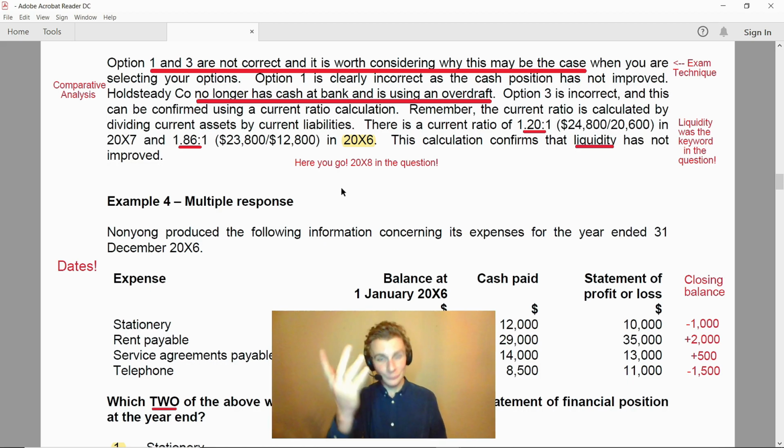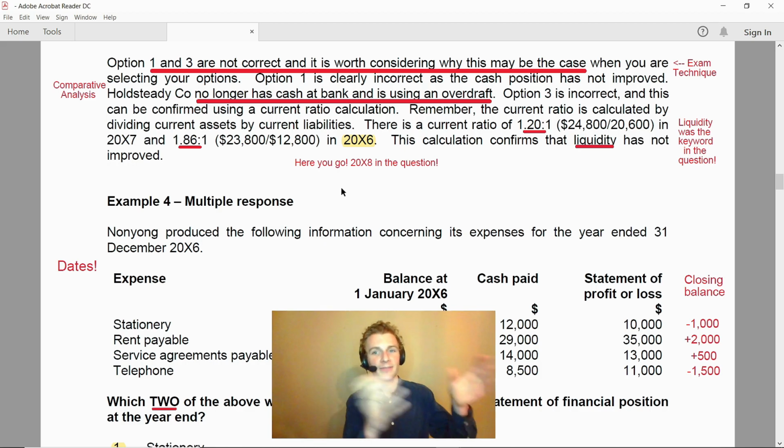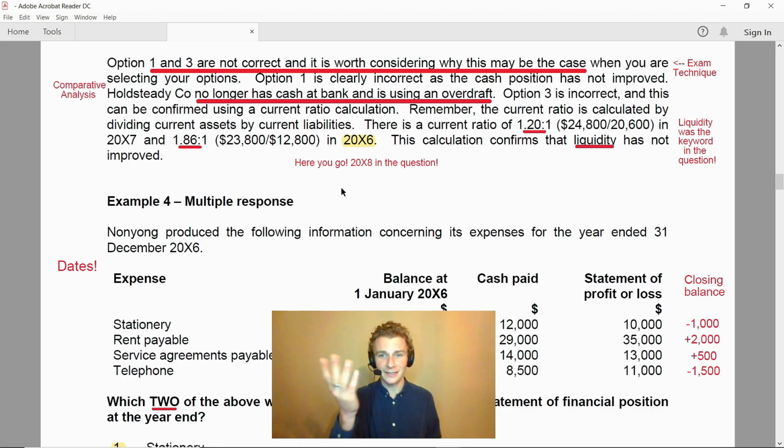And if you compare that to 2006, as they had down here, it was 1.86. So what we're saying there is we're actually in a worse situation. So the calculation confirms that the liquidity has not improved. The higher that figure compared to 1, the more cash we have available. There are arguments, obviously, to say if you've got too much cash, maybe you should be investing it. But the key thing here was that they were trying to argue that the liquidity was actually improving. So the calculation confirms liquidity has not improved, and we've justified it as well. But picking up on liquidity in the question was the key element here.